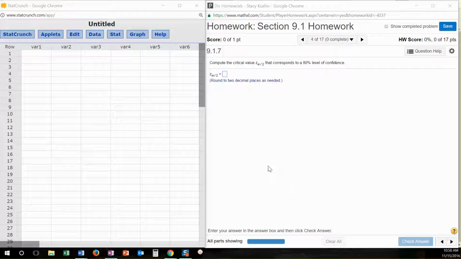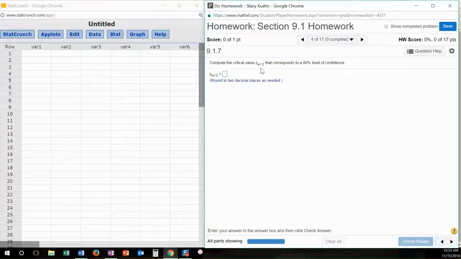We're talking again about critical values, and in the problem that I have pulled up here for you from your homework, this particular problem asks you to compute the critical value z of alpha over 2 that corresponds to an 80% level of confidence. Now, when we talk about this critical value here of alpha divided by 2, that's implying that we are talking about values, areas that are split between the two tails.